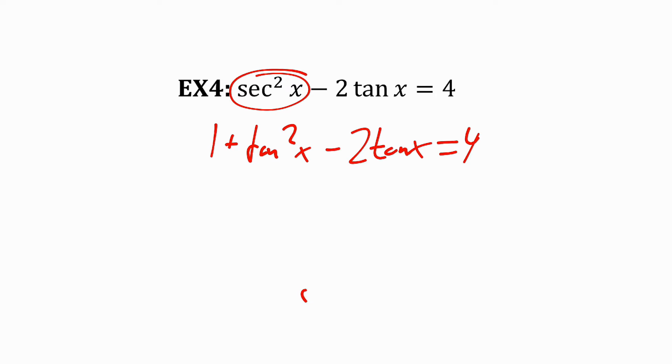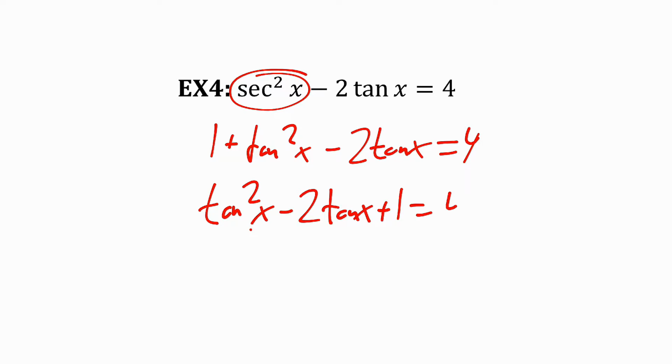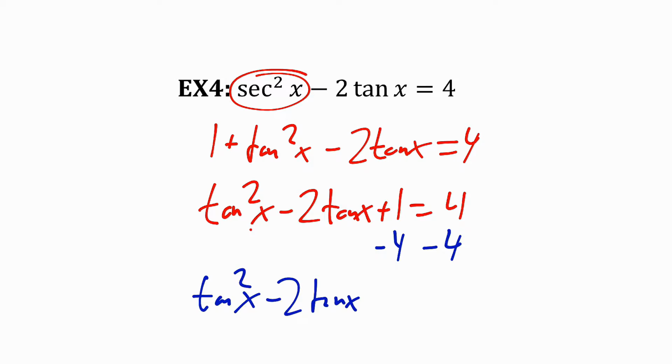Now I'm going to rearrange that left side a little bit because we've got tangent squared and we've got a tangent. So we're going to do tangent squared of x minus 2 times the tangent of x plus 1 equals 4. Now, this one's starting to look a little quadratic-ish, so let's get everything on the same side. If I subtract 4 from both sides, we get tangent squared of x minus 2 times the tangent of x minus 3 equals 0.